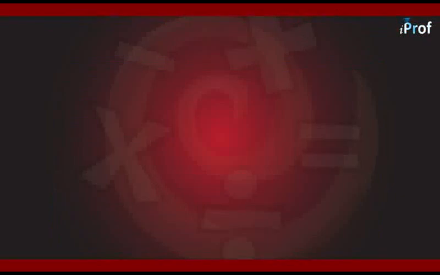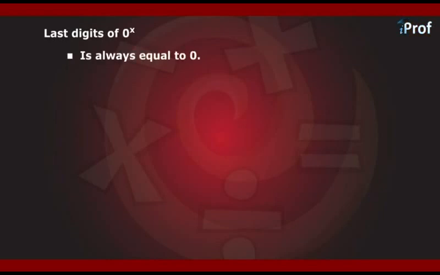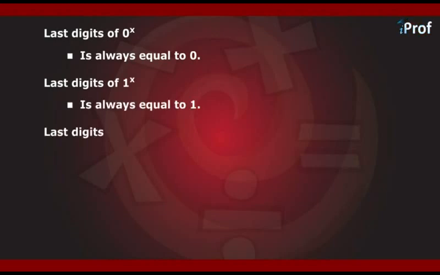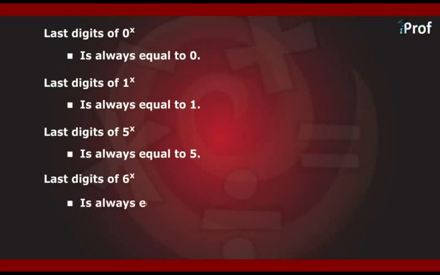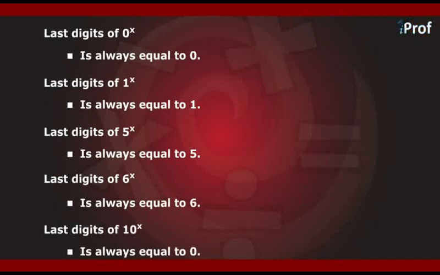There are a few important points one should always remember while solving the problems on powers. The last digit of 0 raised to the power x is always equal to 0. The last digit of 1 raised to the power x is always equal to 1. The last digit of 5 raised to the power x is always equal to 5. The last digit of 6 raised to the power x is always equal to 6. And the last digit of 10 raised to the power x is always equal to 10.